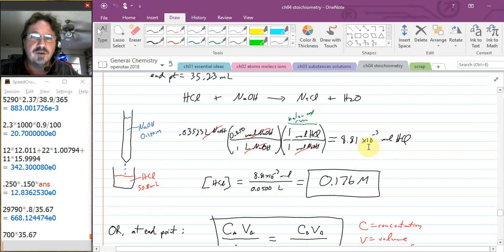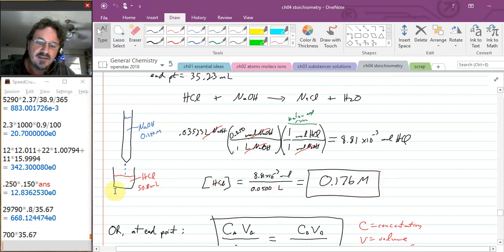They asked me for the concentration of it. Concentration, capital M, which means moles per liter. I just figured out the moles, so there's the top of my fraction. How many liters of the HCl? Well, it was 50 milliliters. That's the same thing as 0.050 liters, right? So there we go. I'm going to do my division. Moles per liter. Pick up the calculator. 0.176. So I've answered the question.